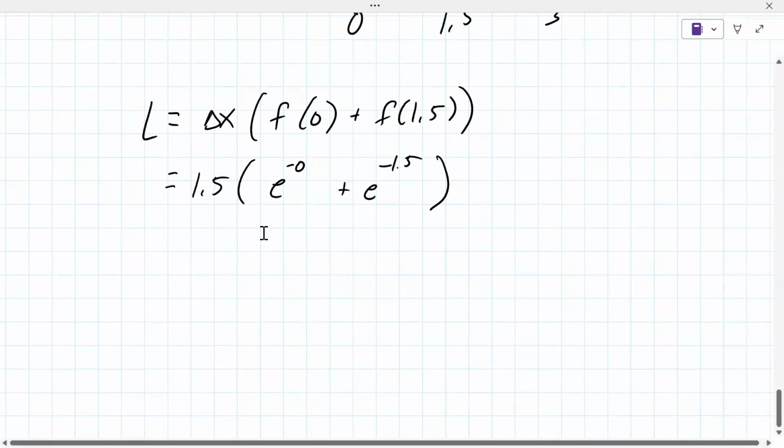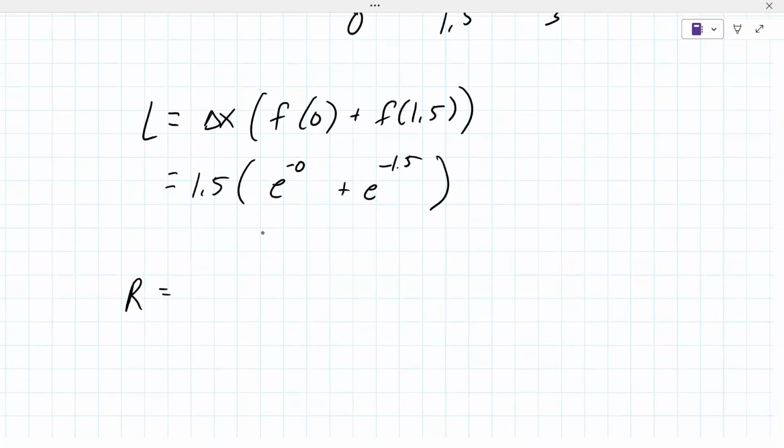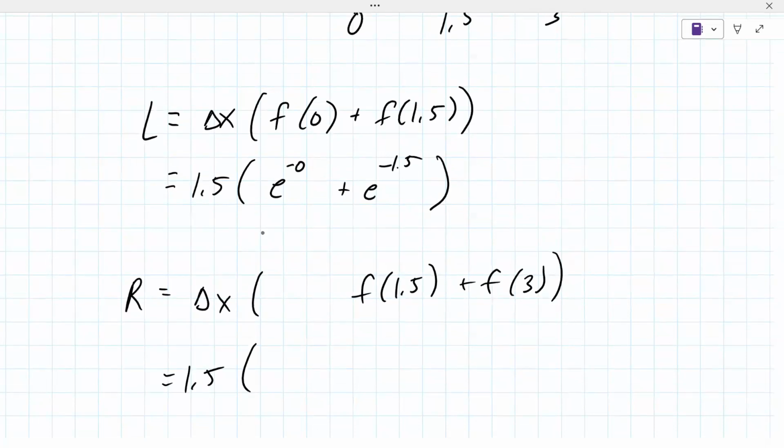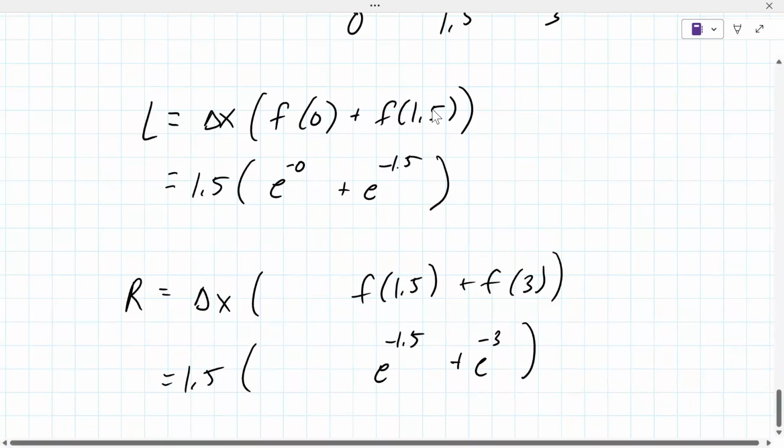Okay. So the right, and we're just gonna do the right, and then I'm gonna switch functions, and we'll do a trapezoid and midpoint. So this is f of 1.5 plus f of 3. So it's 1.5 times e to the minus 1.5 plus e to the minus 3. I got 0.41. Okay. Any questions on that before we do something else?